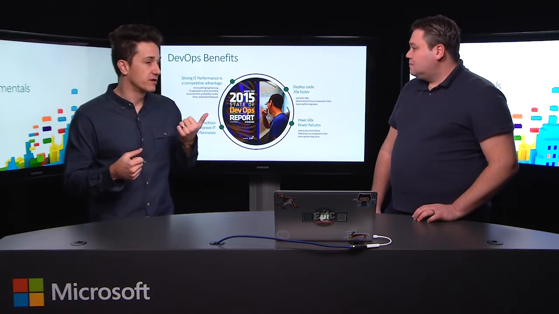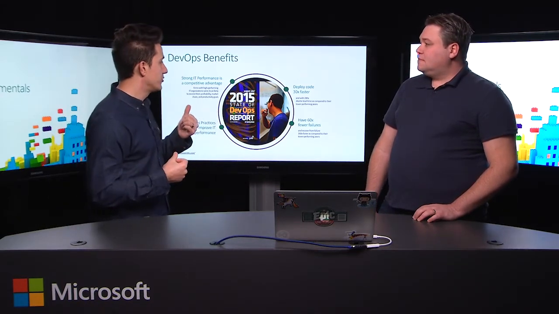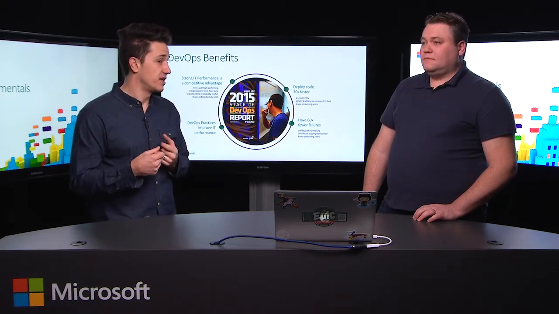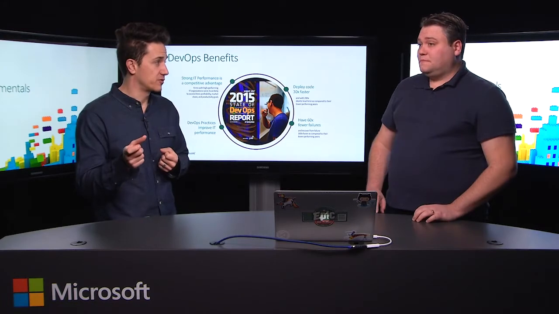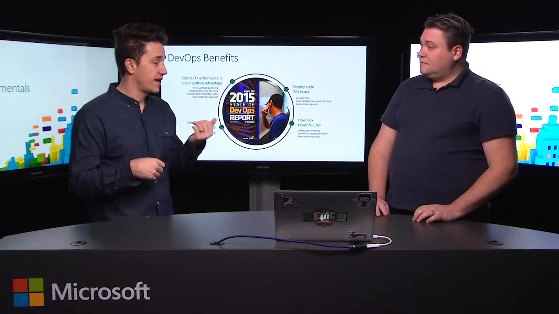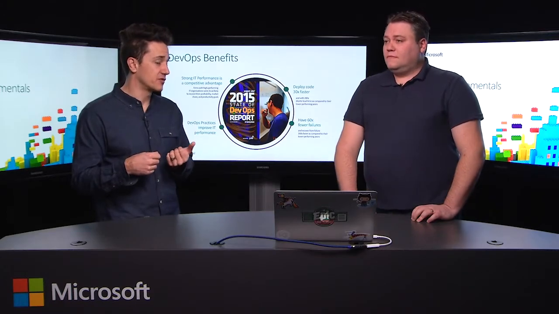High-performing organizations deploy code 30 times faster and have 200 times shorter lead time, meaning from a new concept or idea to customers' hands, right? That's 200 times faster than their lower performing peers. And at the same time, they have 60 times fewer failures and recover from those failures 168 times faster. So that's a pretty big difference, right?